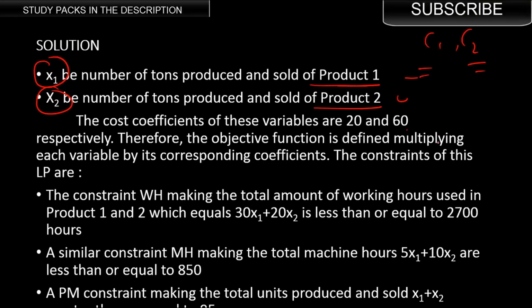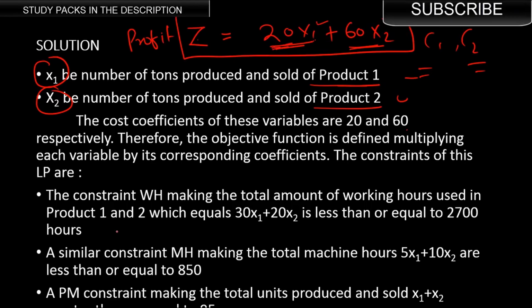Therefore, the objective function is defined by multiplying each of these variables with its corresponding coefficient. So the objective function, if we define it as G, is equal to 20x1 plus 60x2. We have several constraints. We have the working hours constraint, and the total number of working hours used for product 1 and product 2 is 30x1 plus 20x2. It has to be less than or equal to 2,700 hours. Okay, so how do we come up with 30 and 20? Well, 30 hours is taken for product 1, right? And 20 hours is taken for product 2.